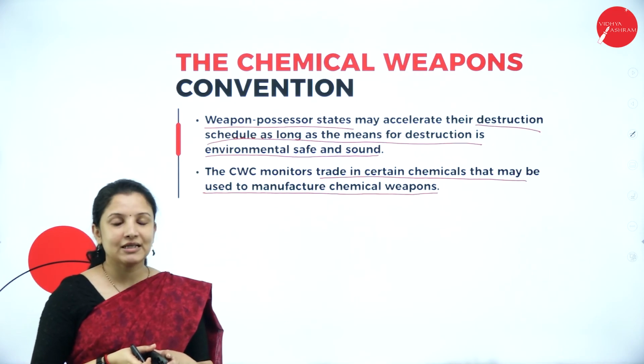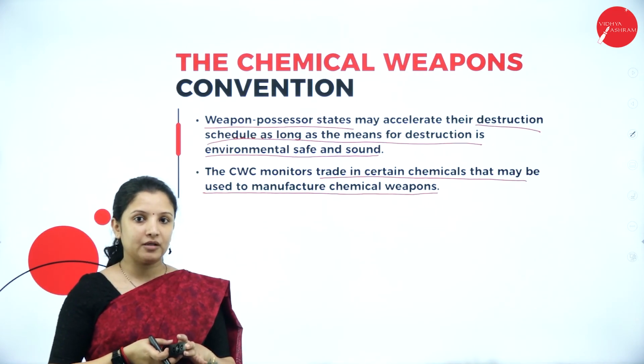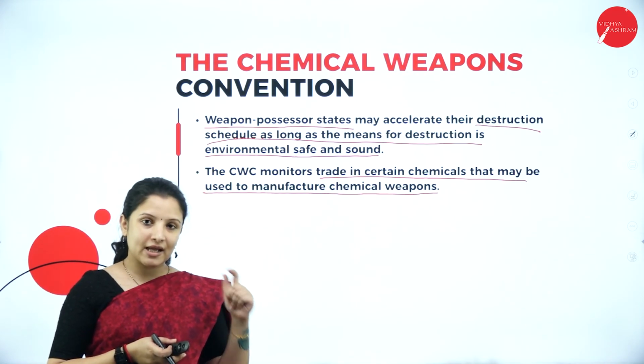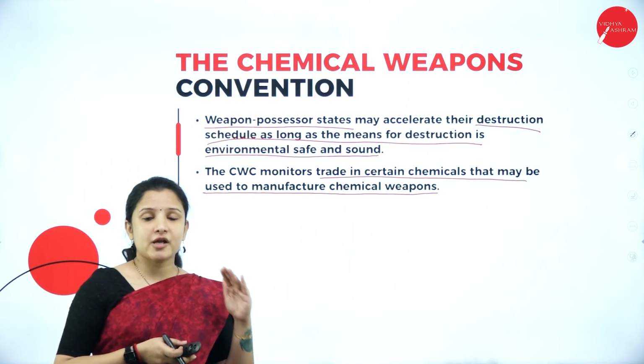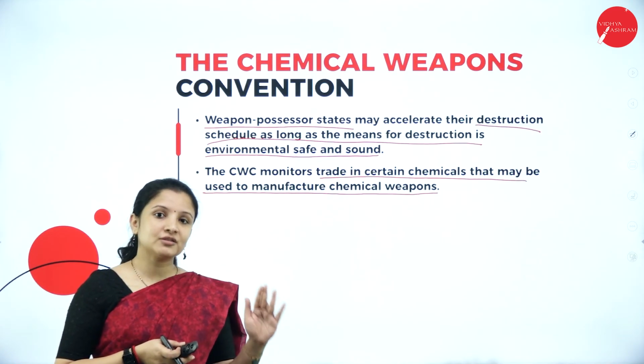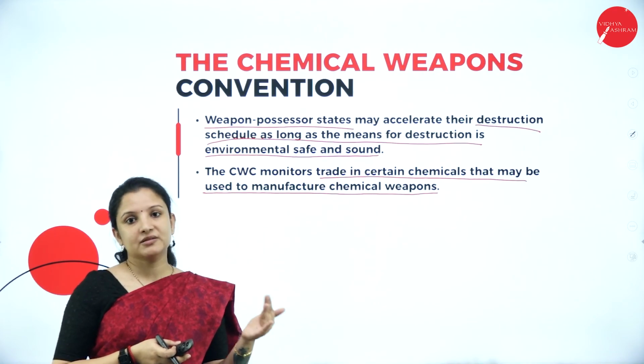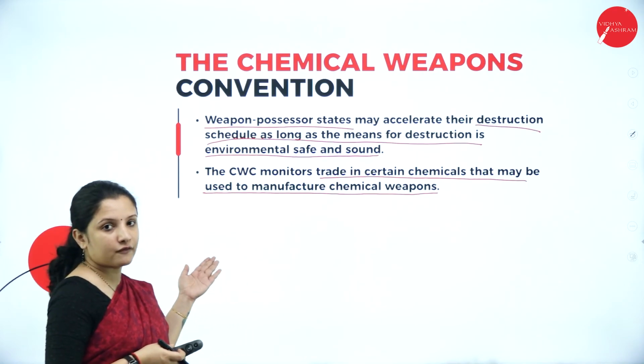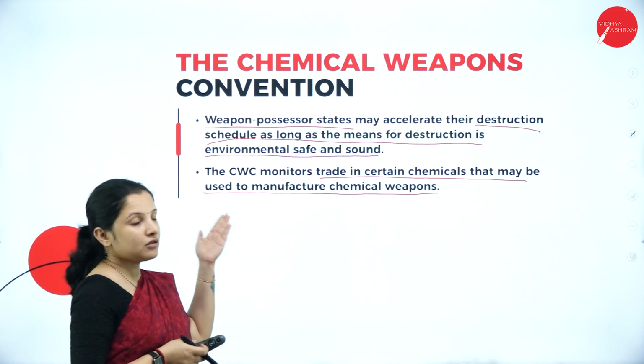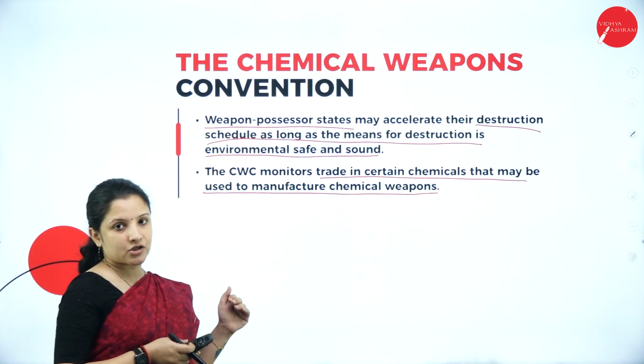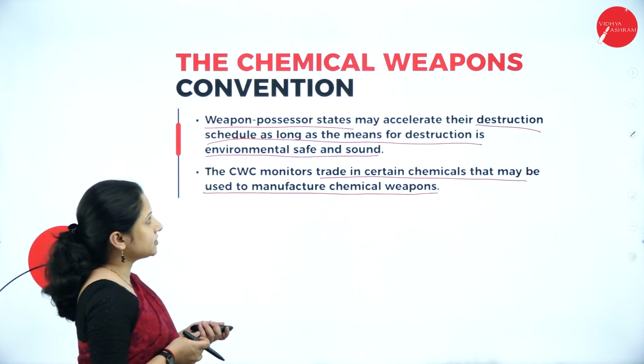It not just deals directly with the chemical weapons, but also it takes care that illegal trade of chemicals that can be used in the manufacturing of chemical weapons is stopped. So that is also one of the main aims of the Chemical Weapons Convention. So this was about the Chemical Weapons Convention.